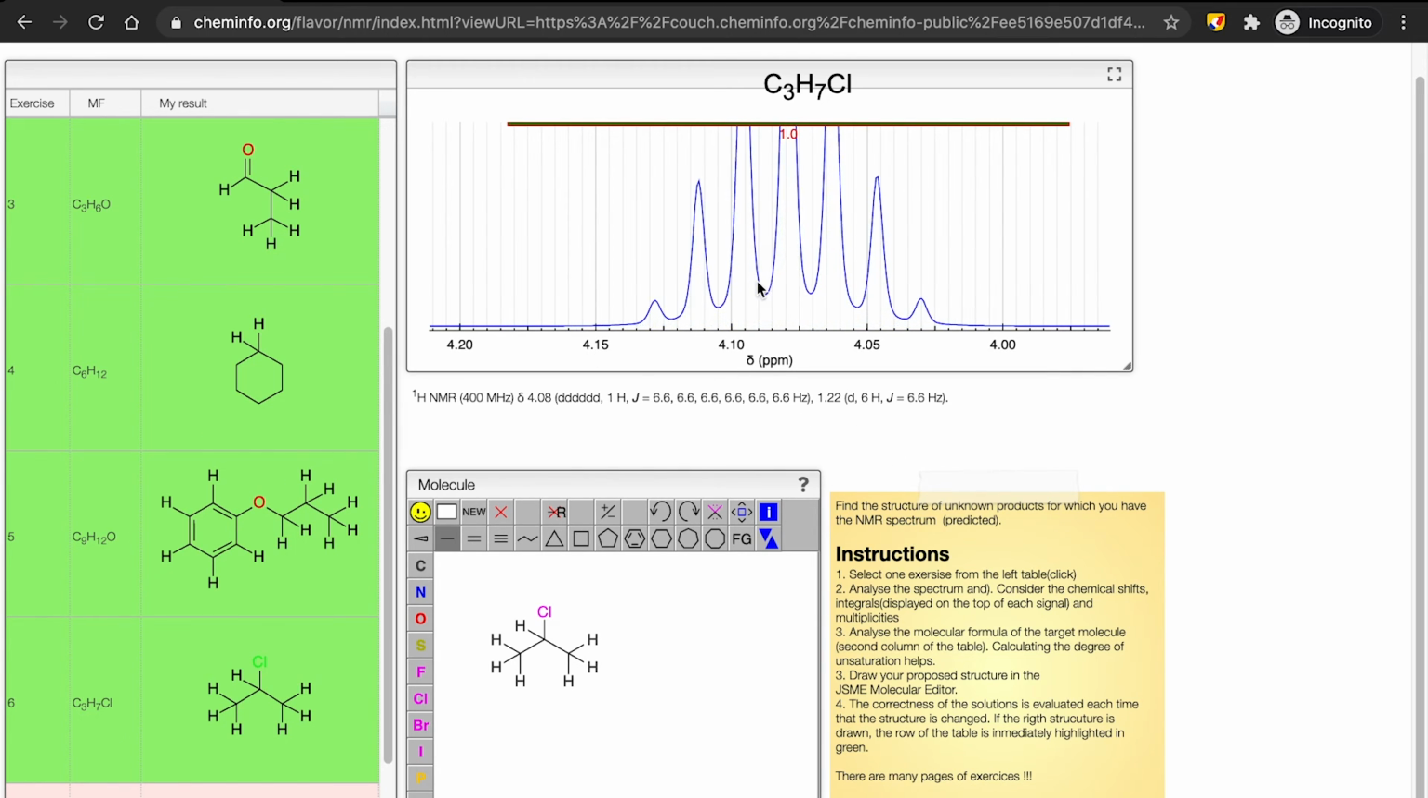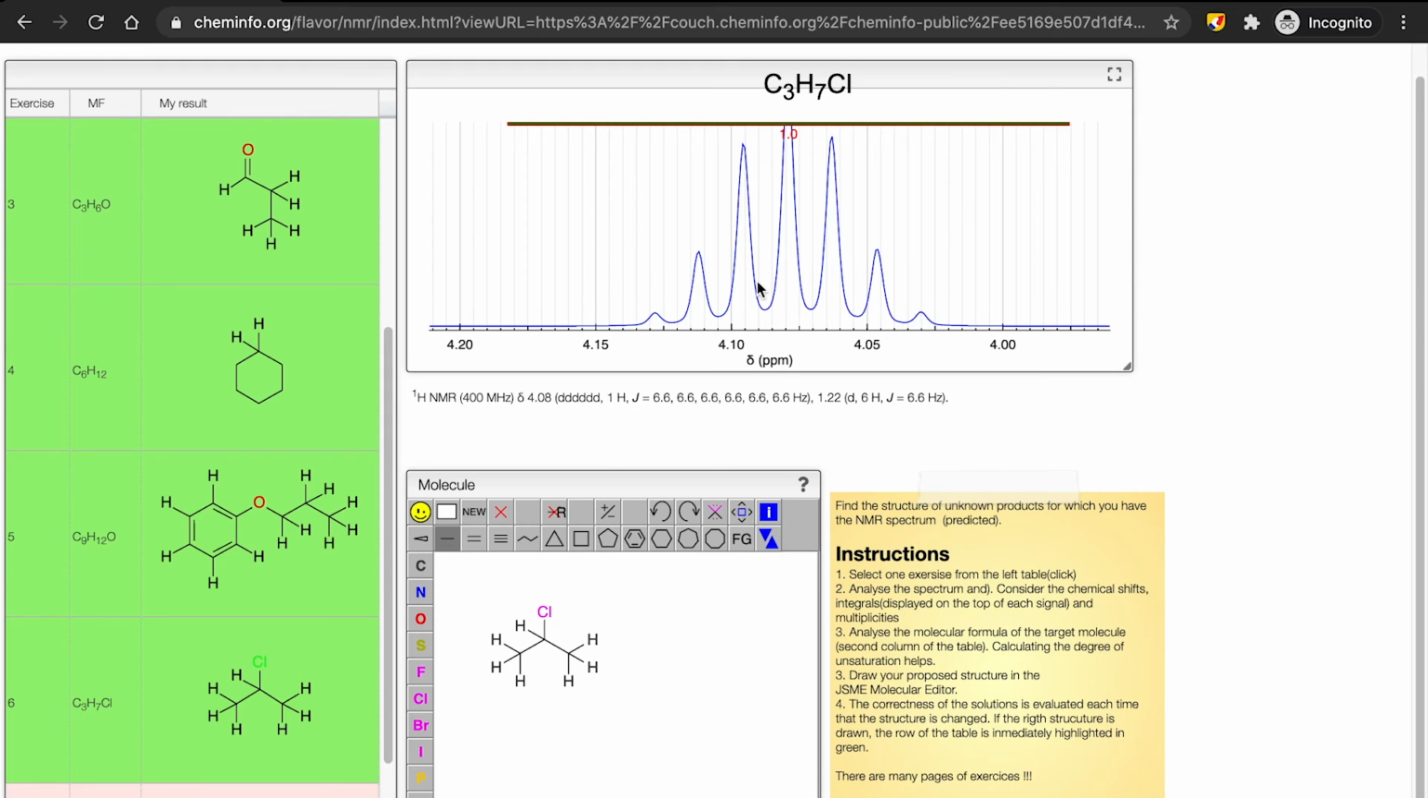If we exaggerate the spectra here, you can see that there are these little peaks that may be difficult to see, but it's actually 1, 2, 3, 4, 5, 6, 7. So it's a septet, 7. That's the splitting pattern here, 7.